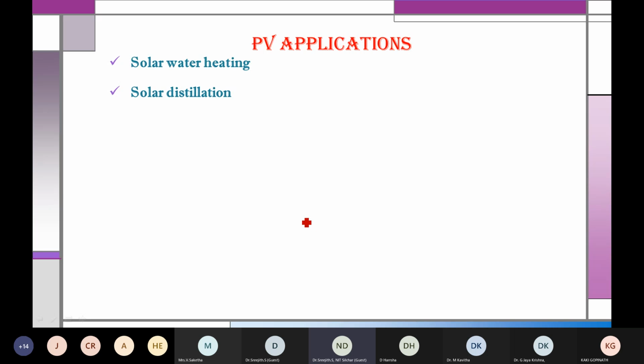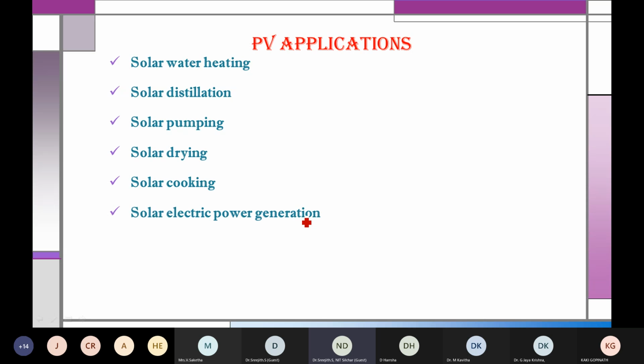And here also, in solar distillation, there is no conversion to electric power. Heat is directly used for this application. Solar pumping, solar drying, solar cooking. So what you have seen till now is electric power generation, where solar radiation is converted into electric power.